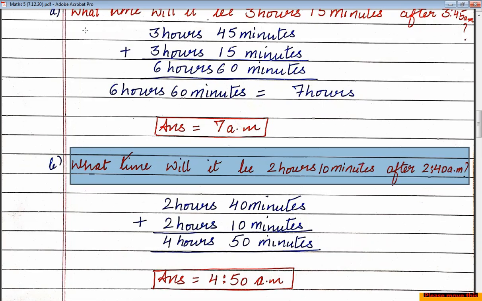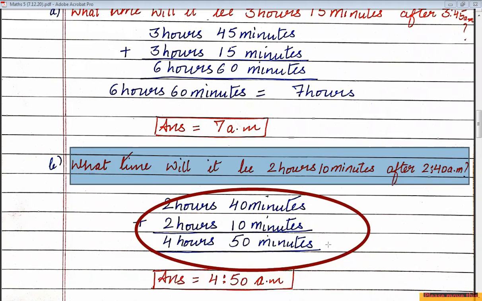Children, 2:40 a.m. means 2 hours 40 minutes. What is the meaning of 2:40? 2 hours 40 minutes. And here also you have to calculate after. Means what will be the time after this. So it means here also you will do addition. What you will do here? Addition. So let's add them. 2 hours 40 minutes plus 2 hours 10 minutes. After addition, your answer is 4 hours 50 minutes.